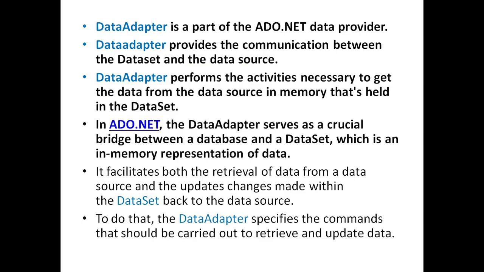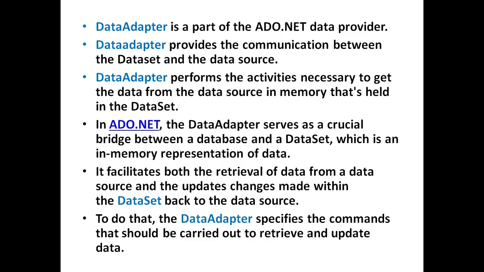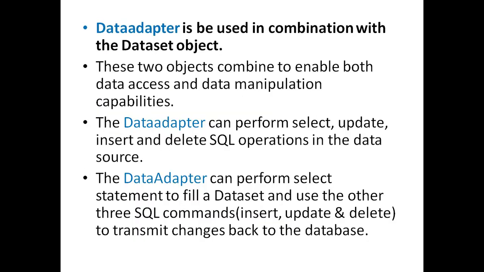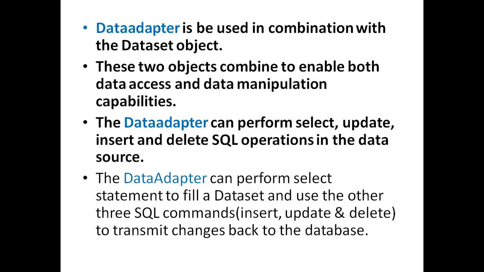In ADO.NET, the data adapter serves as a crucial bridge between a database and a dataset, which is an in-memory representation of data. It facilitates both the retrieval of data from a data source and updates changes made within the dataset back to the data source. For this, the data adapter specifies the commands that should be carried out to retrieve and update the data. A data adapter is used in combination with the dataset, and these two objects combine to enable both data access and data manipulation capabilities.